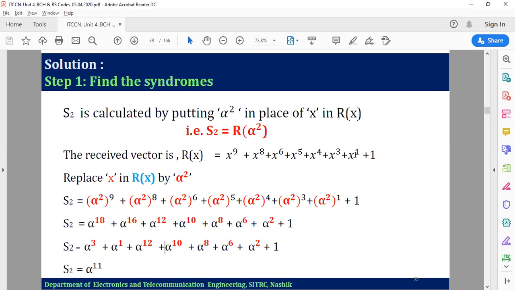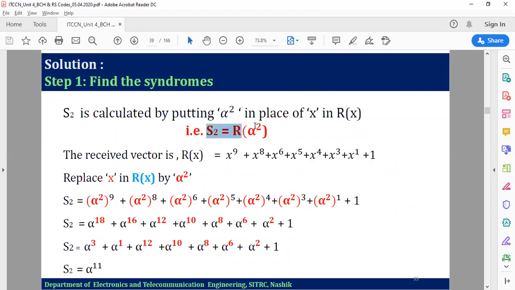Now I need you to calculate S3 and S4. Remember, the session will end in 8 to 9 minutes, so we will end this meeting. After the break, I need the answer for S3 and S4. We'll meet in 15 minutes. If you are done with S2, S2 is alpha 11. Kalyani, Anshu, Shivani have got the answer, alpha 11.